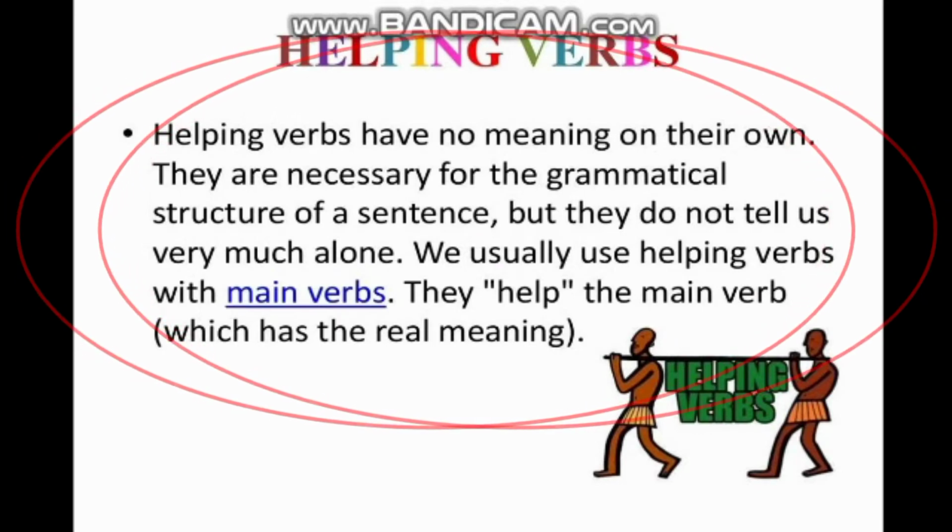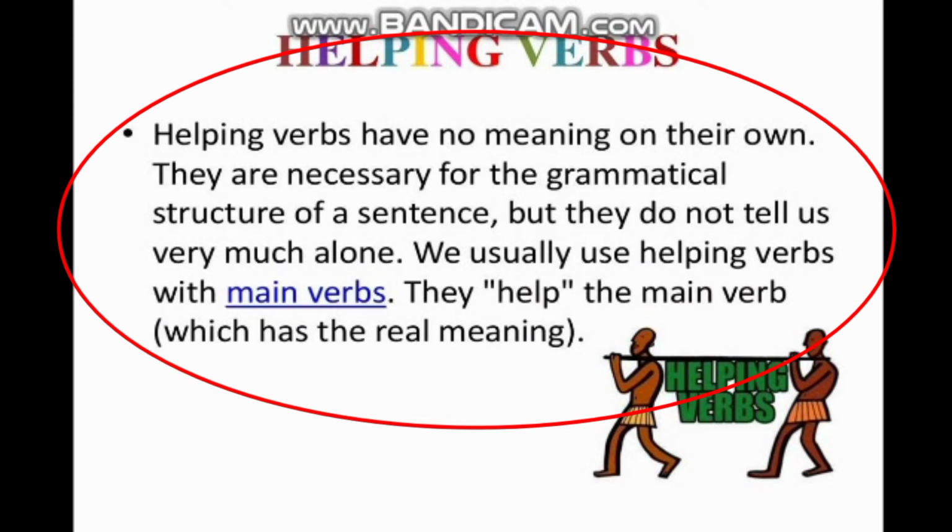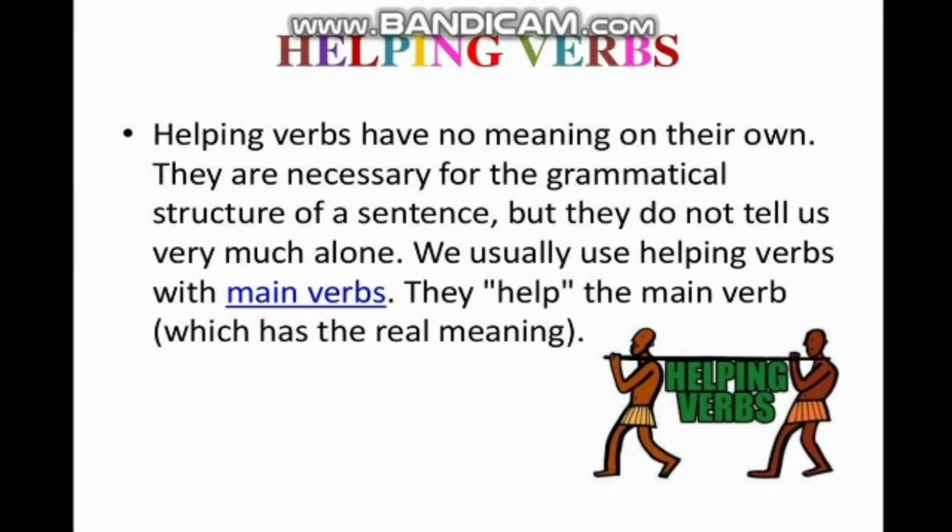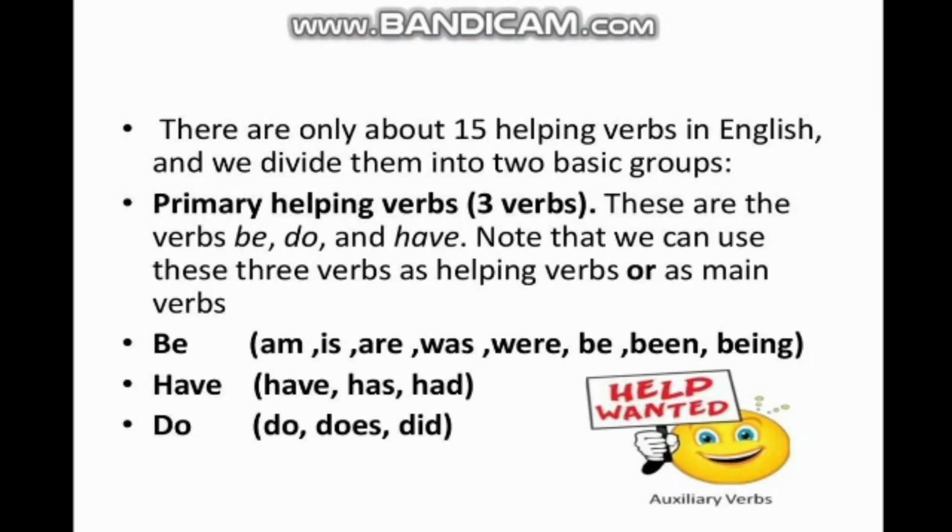Helping verbs have no meaning on their own. They are necessary for the grammatical structure of a sentence, but they don't tell us very much alone. We usually use helping verbs with main verbs. They help the main verb, which has the real meaning. There are only about 15 helping verbs in English, and we divide them into two basic groups.